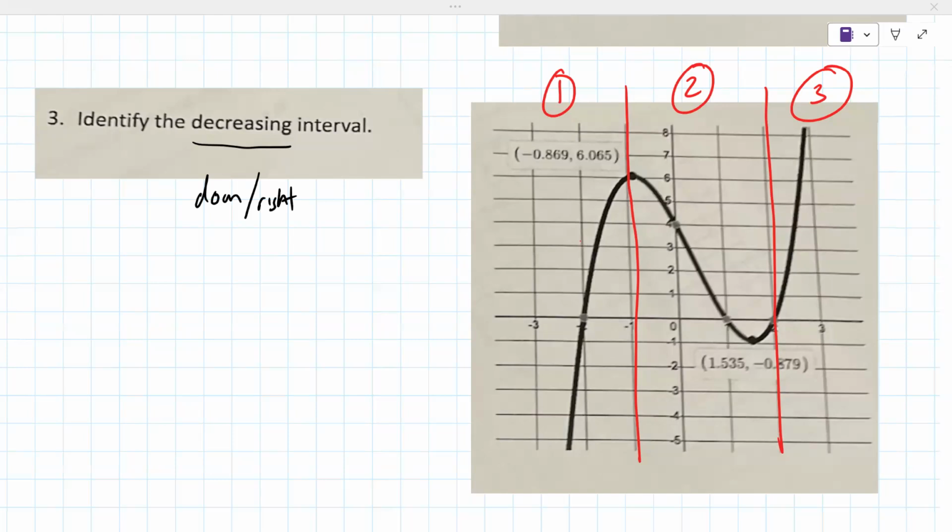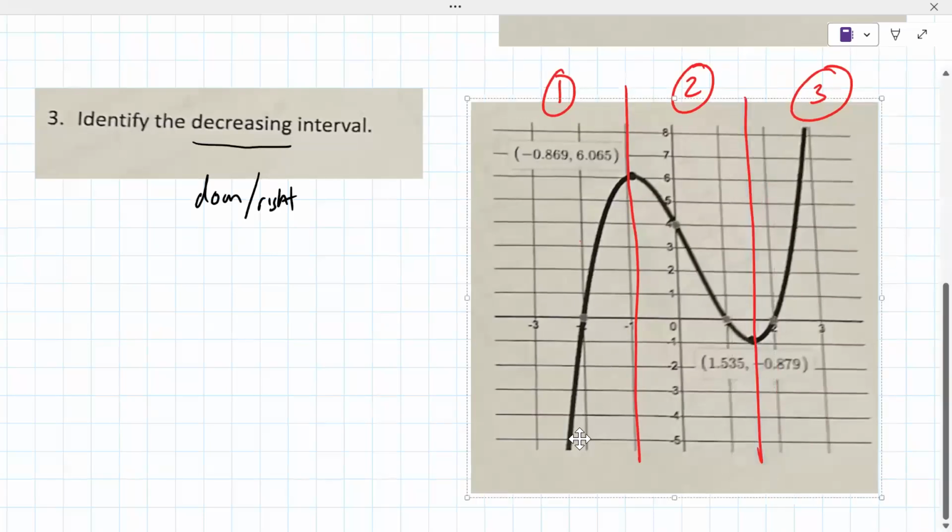Okay, it's going to be a down. So, 1.535 and negative 0.879. That's not what I'm asking. You've got to try to follow what I'm asking. On the graph here, is it going down and to the right in region number one?